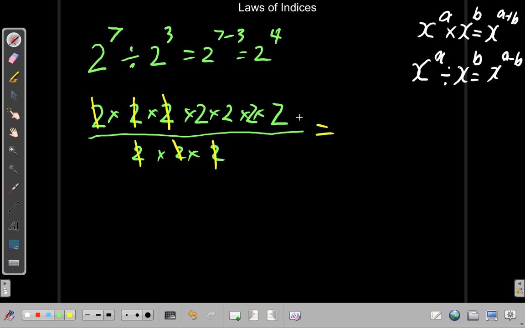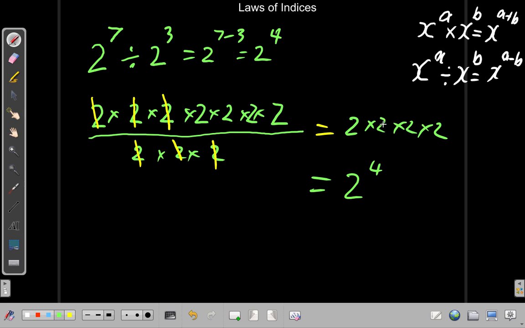What we have here is 2 by 2 by 2 by 2. So let's write it: 2 by 2 by 2 by 2. We have 4 2's multiplying each other, and therefore what we have here is equal to 2 raised to the 4. Okay, let's look back. Alright, it works with this example.